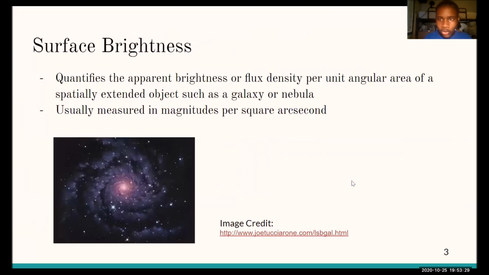We'll first also learn the definition of surface brightness. Surface brightness quantifies the apparent brightness or flux density per unit angular area of a spatially extended object, such as a galaxy or a nebula, and it's usually measured in magnitudes per square arcsecond. As you see in this picture, this is an example of a galaxy which has a relatively low surface brightness. This particular galaxy's surface brightness at the center is actually dimmer than some galaxies with high surface brightnesses at their outskirts.